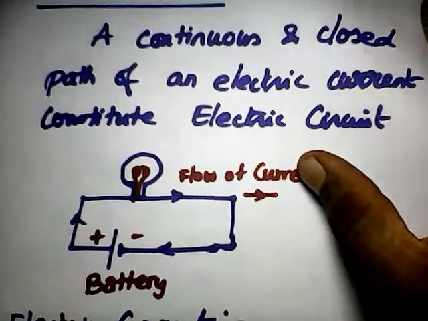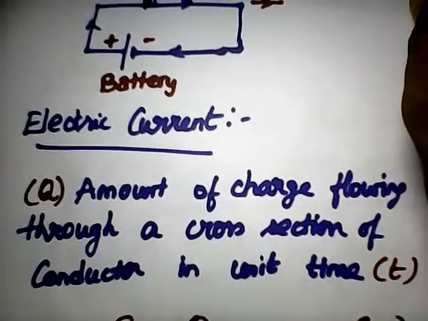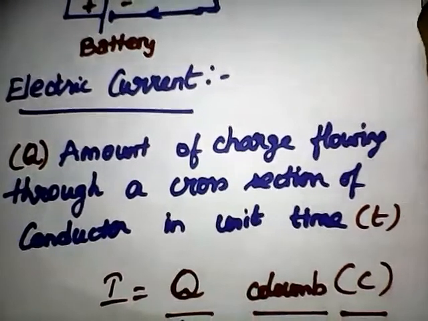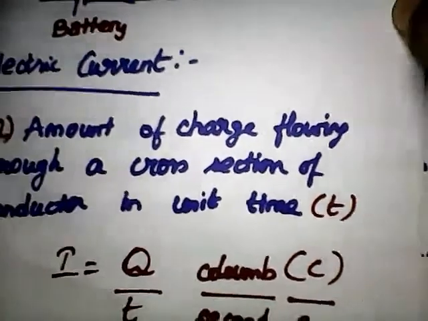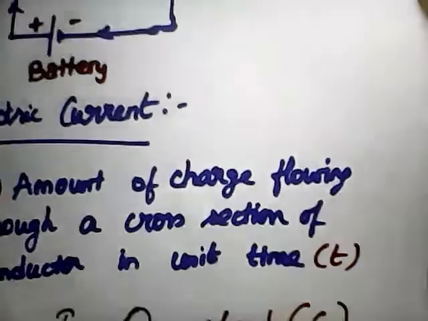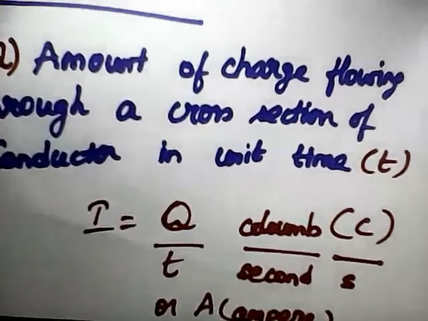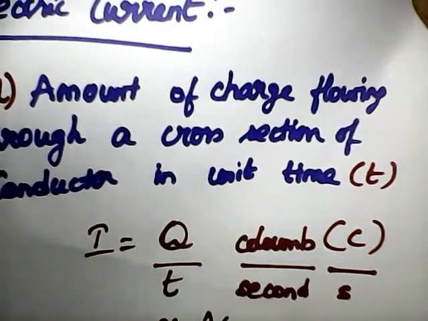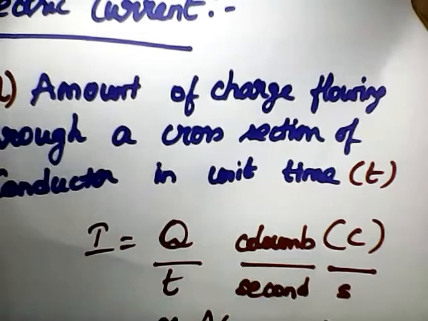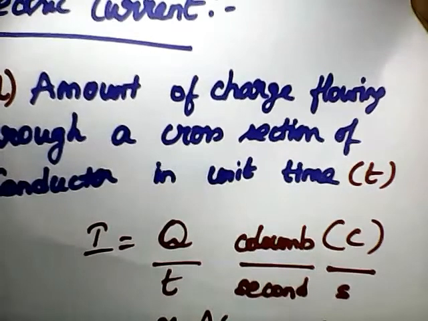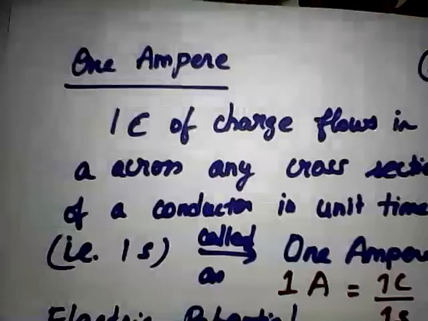What is electric current? The amount of charge flowing through a cross section of a conductor in unit time is called electric current. So what is the notation for it? It is I. I is equal to Q by T, where Q is the charge which is measured in coulomb and T in seconds. So what does it mean? How can we understand electric current in general terms? That we are going to see now.